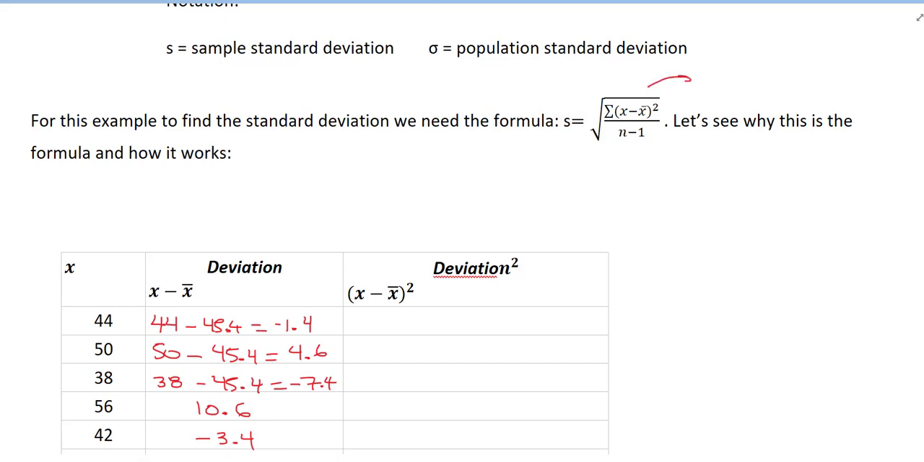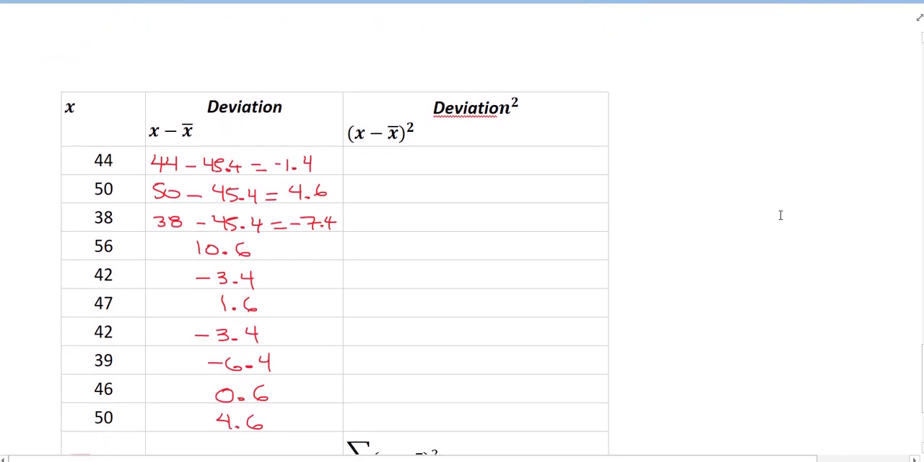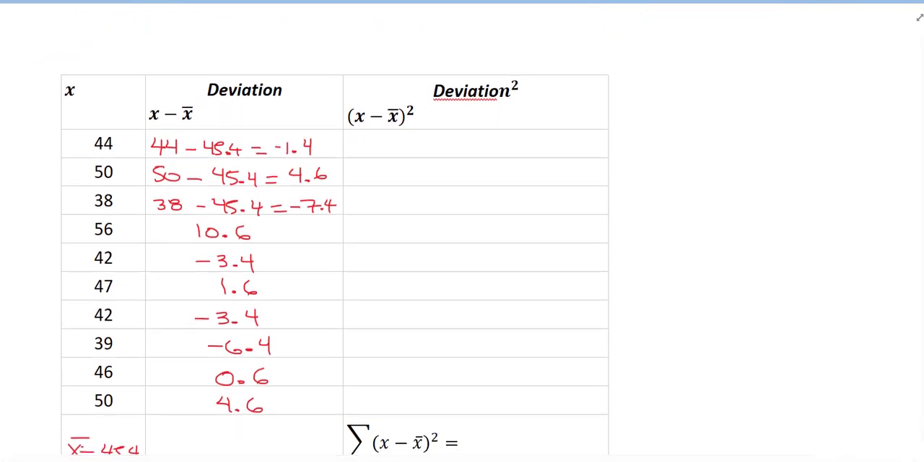What's happening here is that when I take the square root of something squared, maybe let me not use x, trying to bring you to your algebra here. If I have the square root of b squared, what do I get? Some of you might say b, but I actually get plus or minus b, right? Or the absolute value of b from our algebra memory. So it's still a b, still the distance, but this allows me to get rid of those negatives. So I square them and then I take the square root. So it's a more precise way of doing the absolute value, if you want to think of it that way. So let's square our deviations.